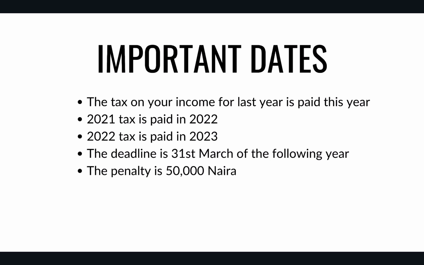Now, here are some important dates that you should know about. The tax on your income for last year is paid this year. 2021 tax on your income is paid in 2022, while 2022 tax will be paid in 2023. The deadline to pay your personal tax as a business owner is 31st March of the following year. So what we are saying is, the income you made in 2021, you need to pay your 2021 tax on or before 31st March 2022. The penalty if you do not pay your personal income tax by the deadline of 31st March is a flat fee of 50,000 Naira.